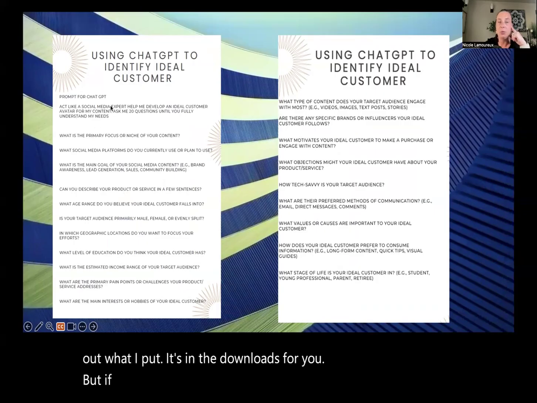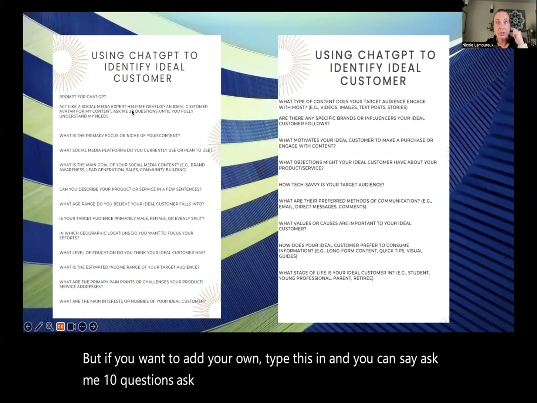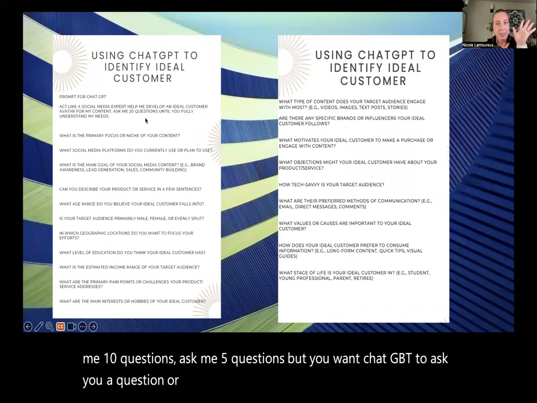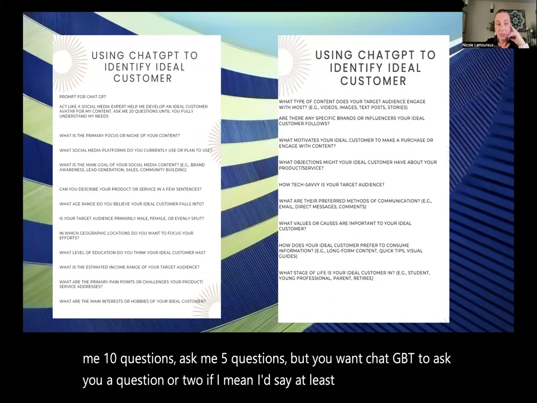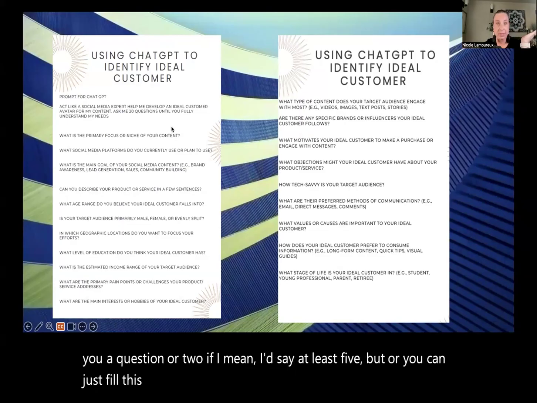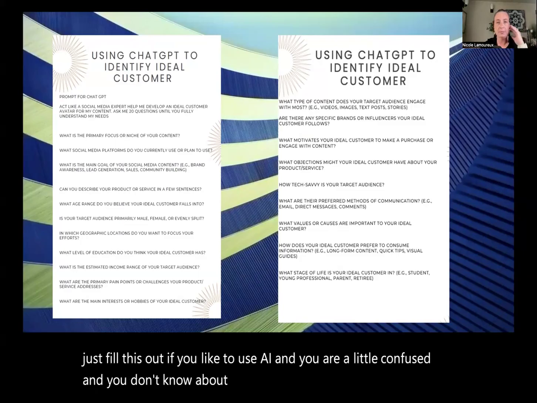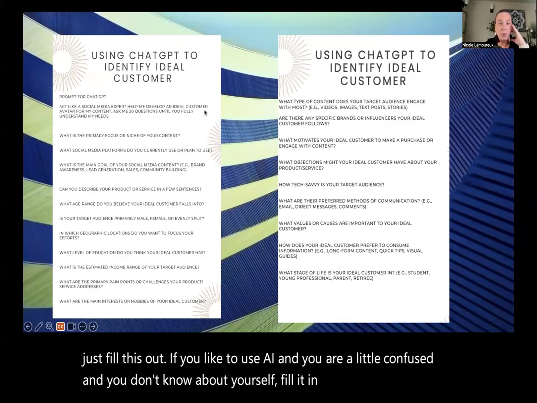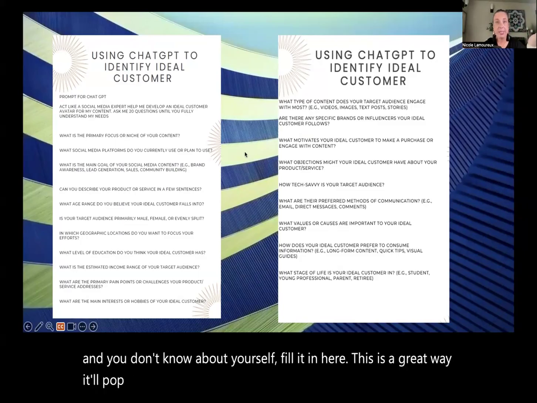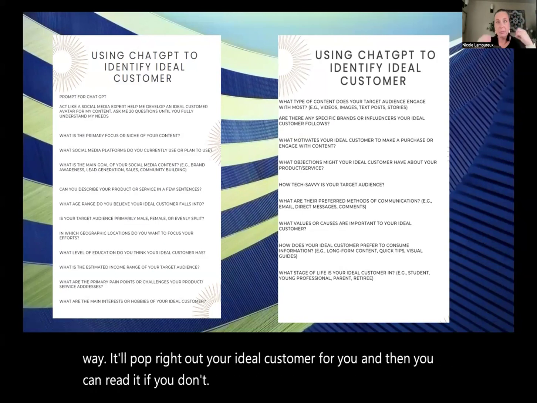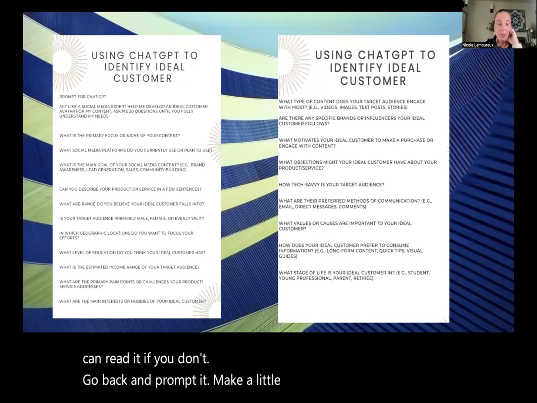But if you want to add your own, type this in and you can say, ask me 10 questions, ask me 5 questions, but you want ChatGPT to ask you a question or two. I'd say at least 5. Or you can just fill this out. If you like to use AI and you are a little confused and you don't know about yourself, fill it in here. This is a great way. It'll pop right out your ideal customer for you. And then you can read it. If you don't like it, go back and prompt it, make a little changes and go from there.